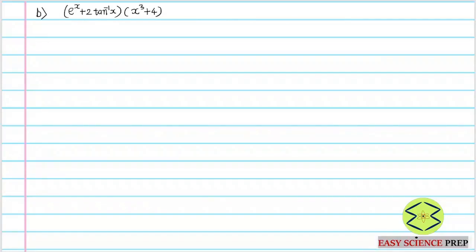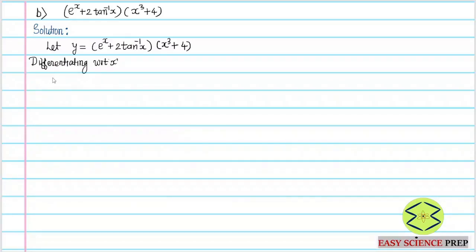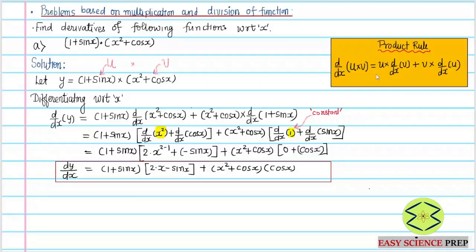So let's continue. Let y equal this, and then differentiate with respect to x. Here, this is u multiplied by this, which is v. So we can use the rule y equals u into v. You already know this from the previous lesson: the product rule. Let me apply that here.